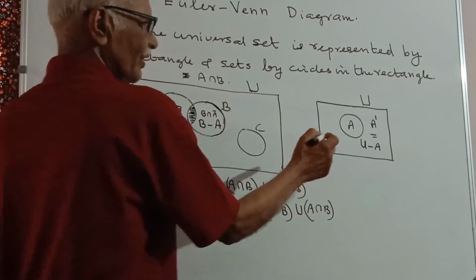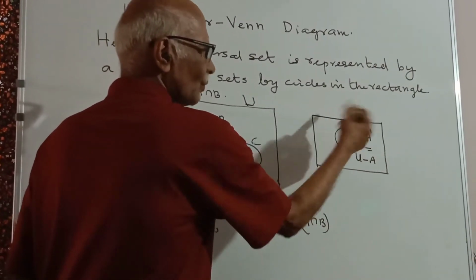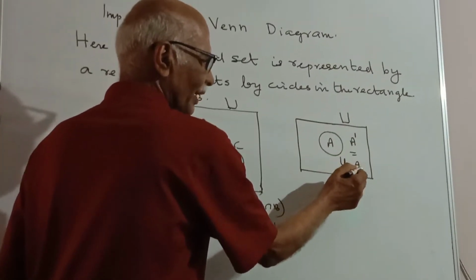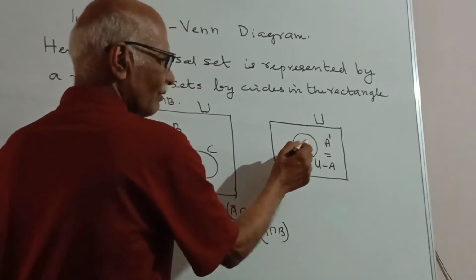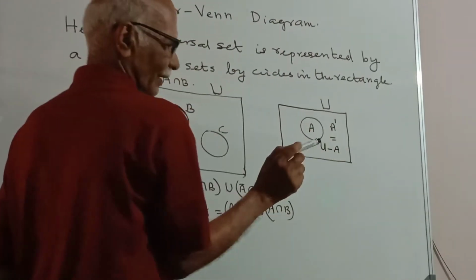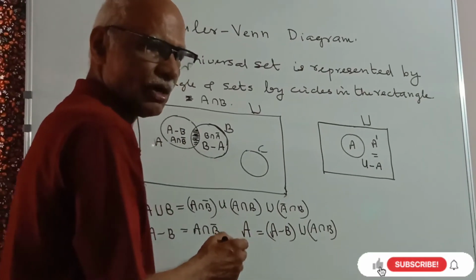Now in this figure you see, the universal set is there, A is here, so the balance outside is A dash. Actually A dash is U minus A. This is the complement of A. So this is A, the outside is U minus A. Now we require all these considerations when we discuss more problems.